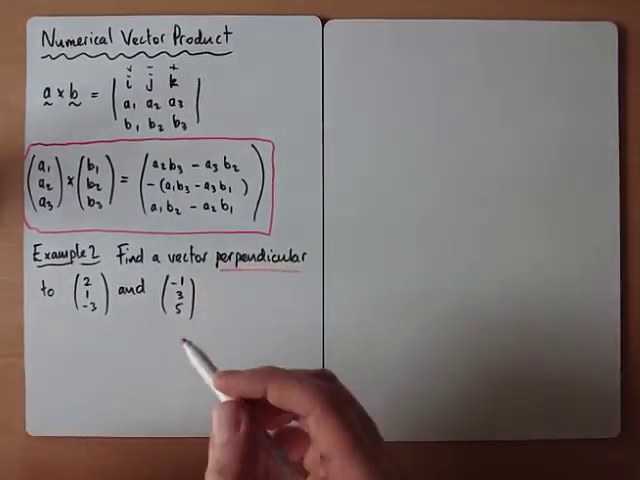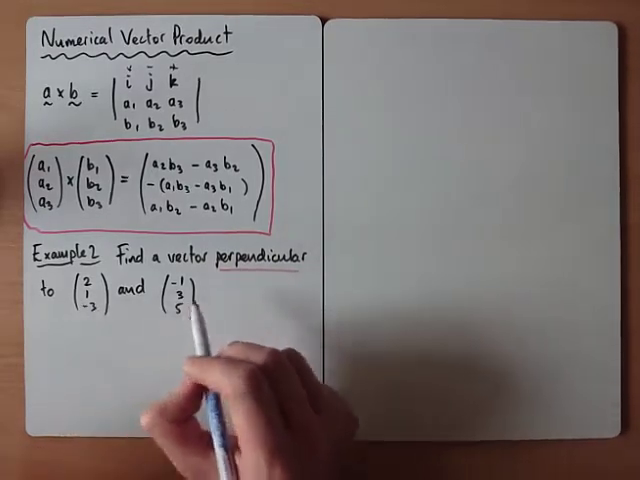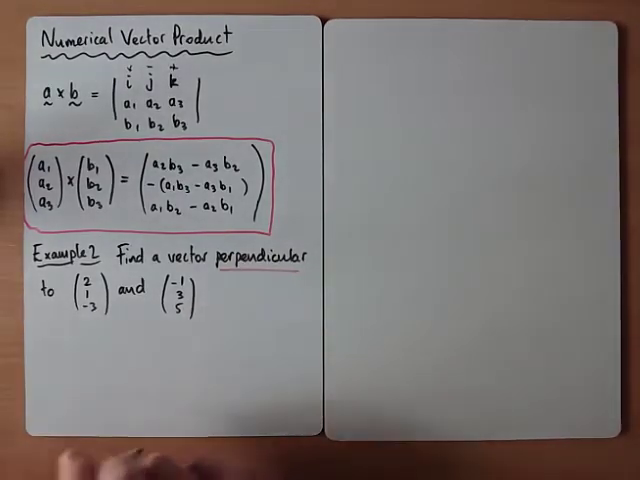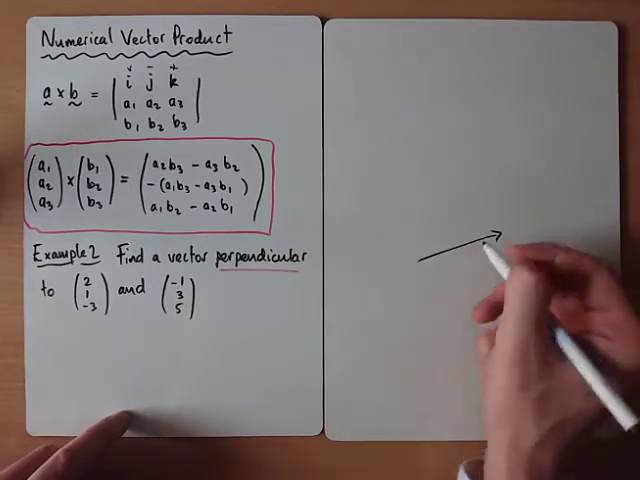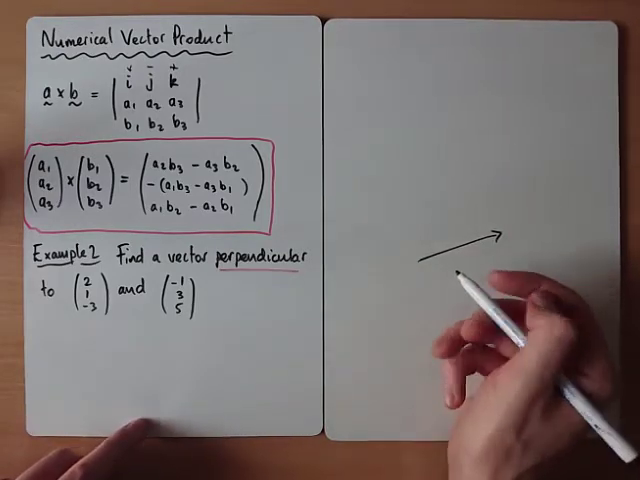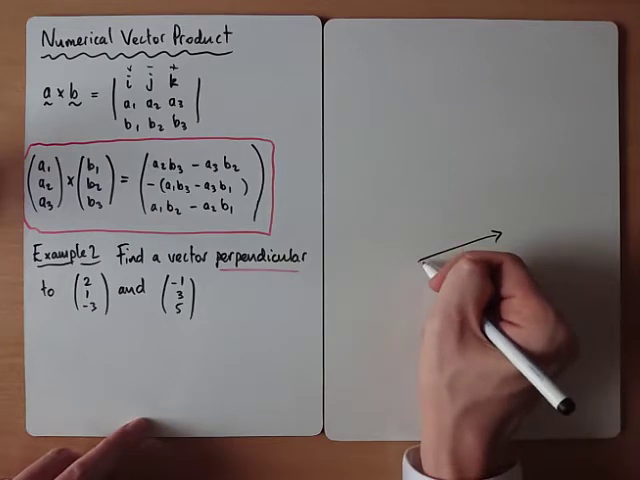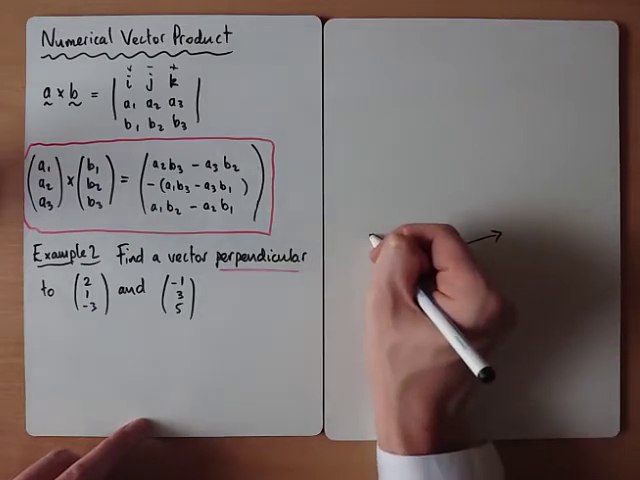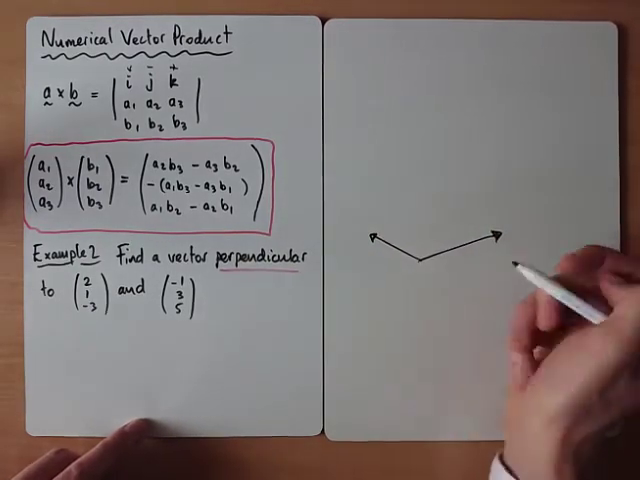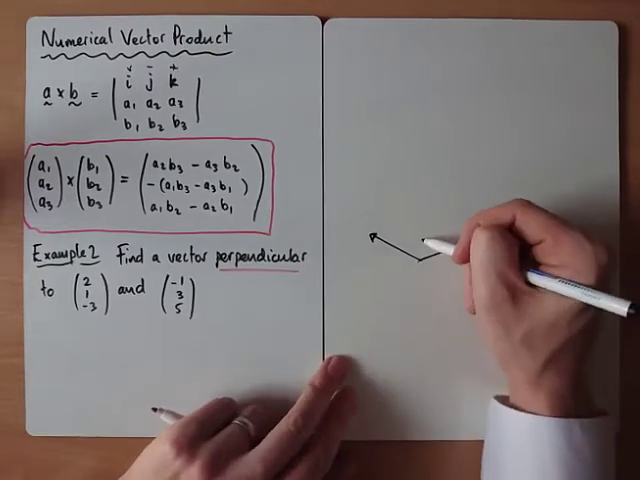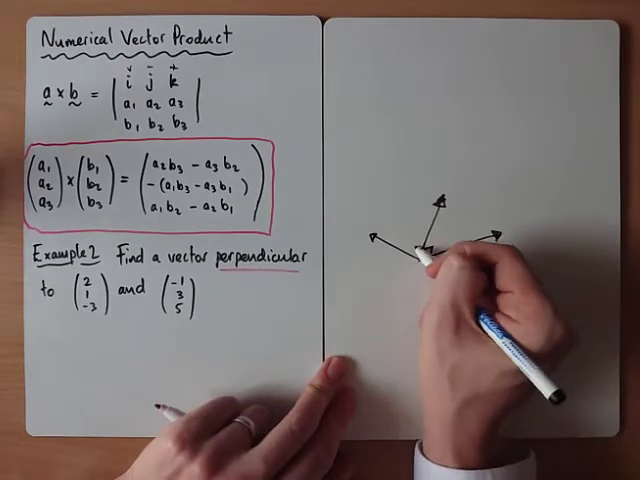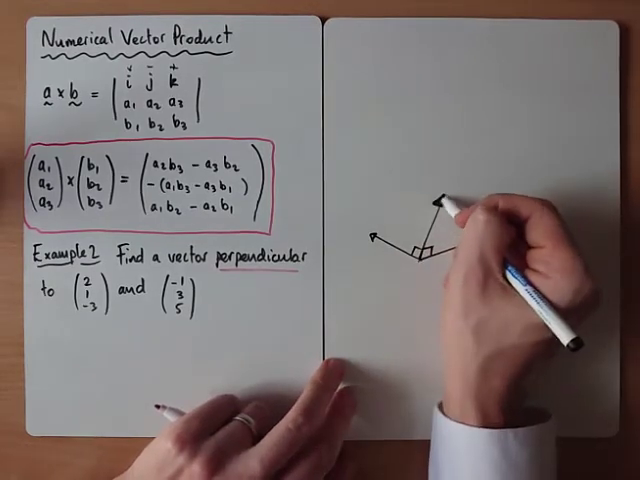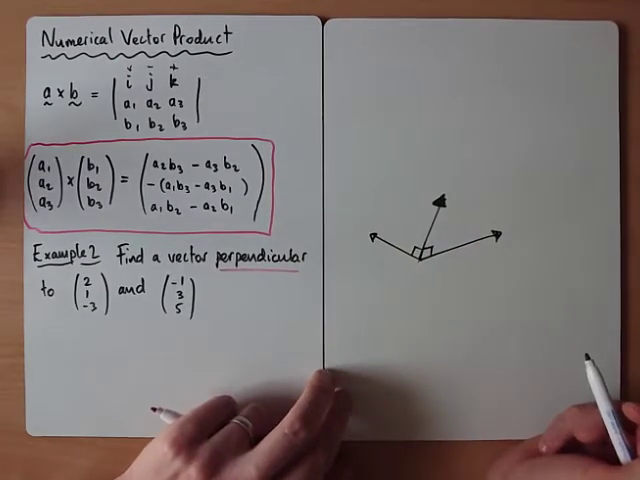So this question is saying, find the vector perpendicular to both of these. Imagine we had one vector, which was (2, 1, -3), and another vector, which was (-1, 3, 5). Then if we cross product those two together, the new vector that we end up with is perpendicular to both of those original vectors.